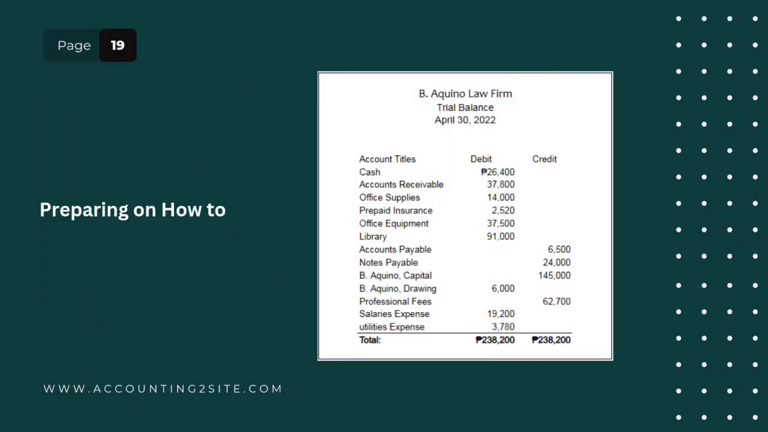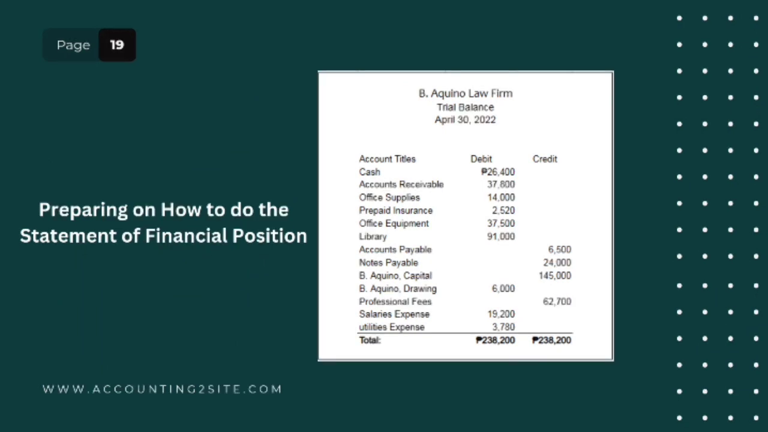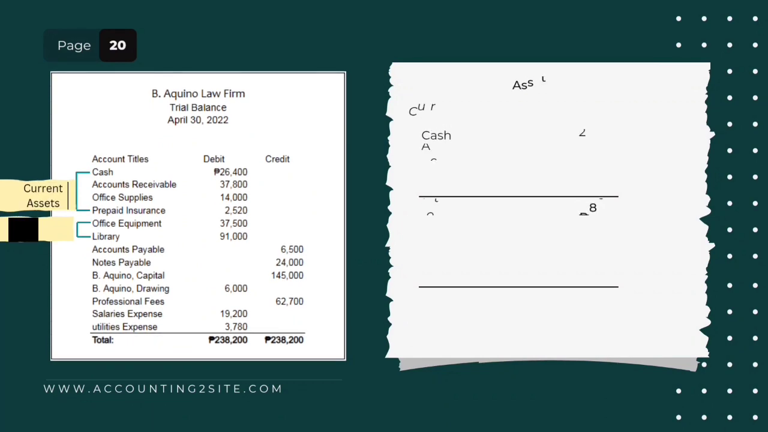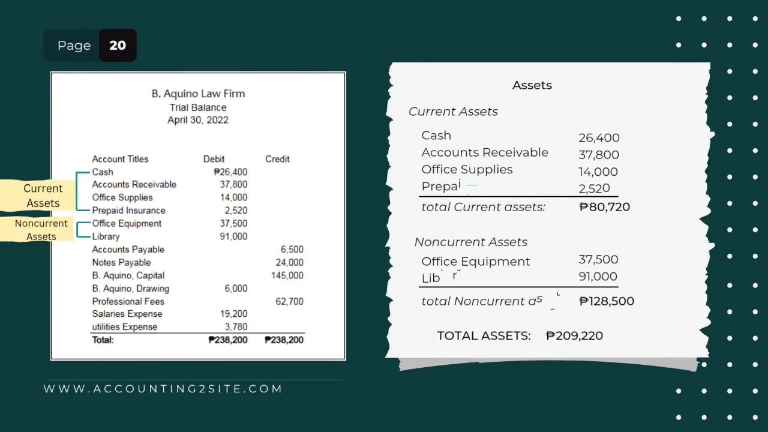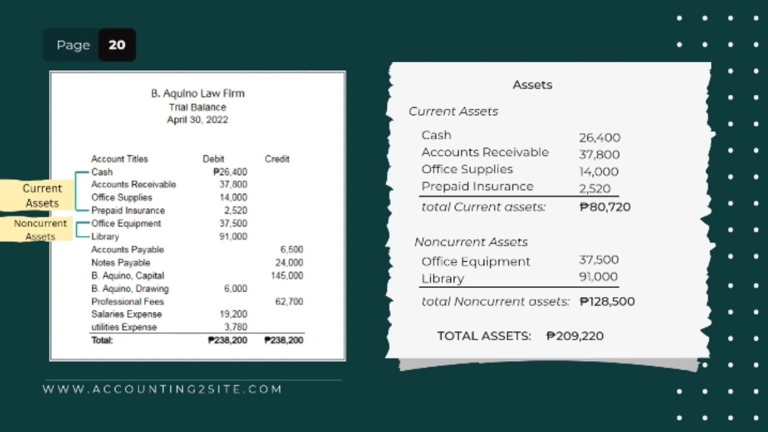I have here the example of an adjusted trial balance of B. Aquino Law Firm, and we will prepare how to do the Statement of Financial Position. A while ago, we already discussed the elements of SFP or Statement of Financial Position, and we classified it as current and non-current. In the unadjusted trial balance of B. Aquino Law Firm, the cash, the accounts receivable, the office supplies, and the prepaid insurance are classified as current assets.